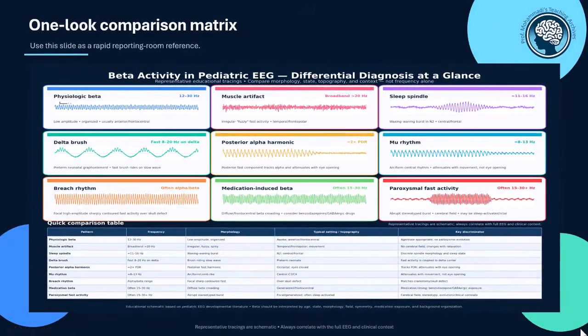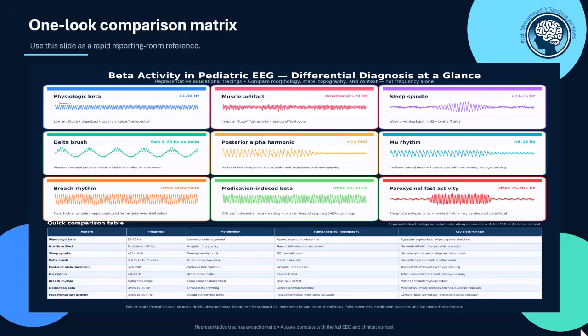Physiological beta is generally low amplitude, rhythmic, organized, and frontal-central with gradual modulation. Muscle artifact is irregular, broadband, and strongly influenced by facial or jaw movement. Sleep spindles occur during N2 sleep and have a discrete waxing and waning envelope. Delta brushes occur in premature infants and consist of fast activity riding on a slow delta wave. Posterior alpha harmonics follow the posterior dominant rhythm and attenuate with eye opening. Mu rhythm is central and attenuates with movement.